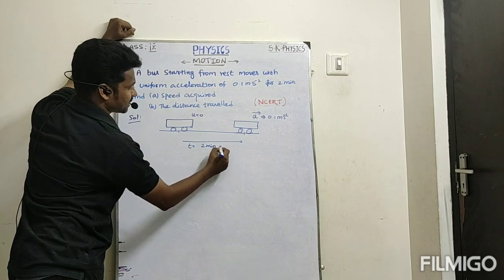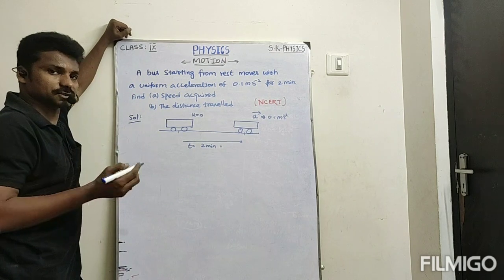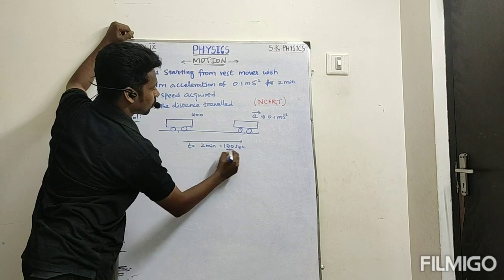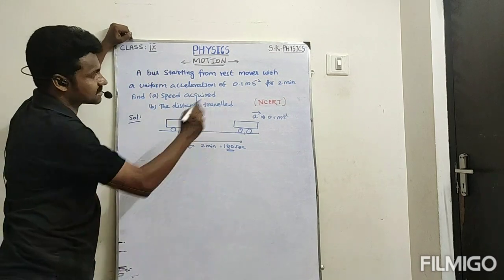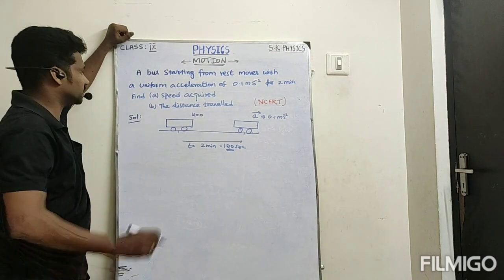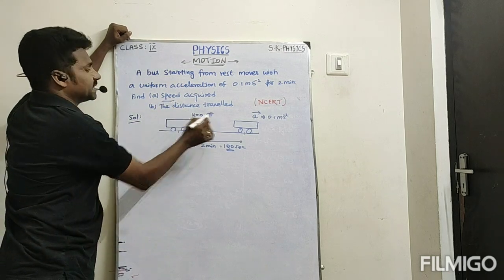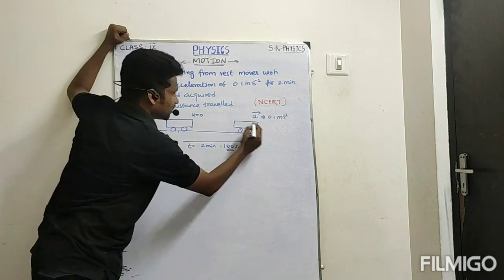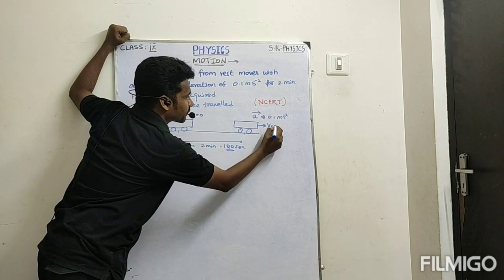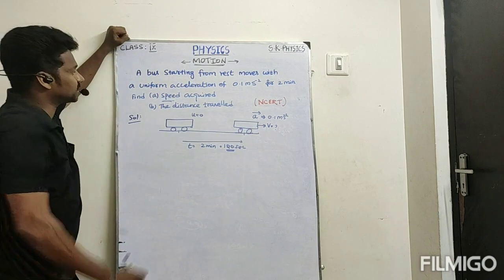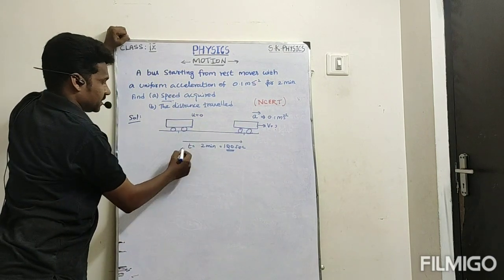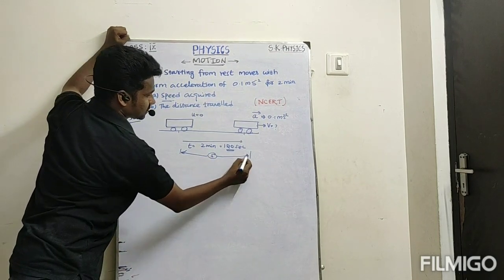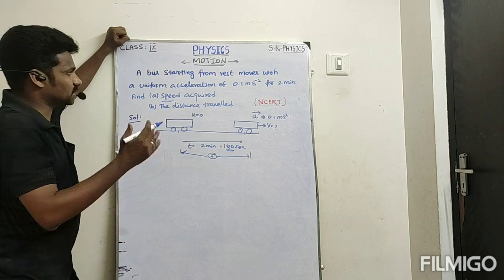So 1 minute is 60 seconds, so 2 minutes means 120 seconds. So time is 120 seconds, and the acceleration is 0.1 meter per second square. In this situation, they are asking the speed of the bus. Now what is the meaning of the speed of the bus? It means the final velocity. Then the second one, the distance traveled by the bus, from here to here. Okay, this is the question. So let's find them one by one.